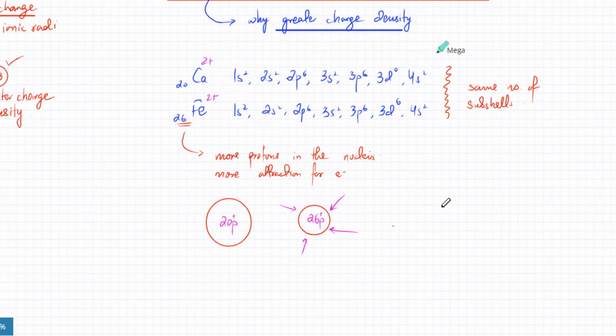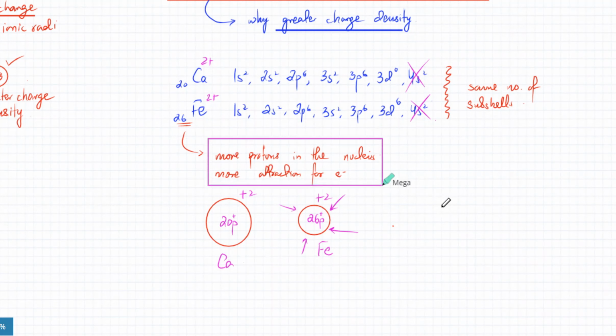They still have exactly the same number of subshells, but iron having more protons basically results in a greater charge density. So calcium being +2 and iron being +2. This one is Fe, this one is Ca. So which is why it's going to be smaller. So there's more attraction for electrons, and that's the simple explanation for that.